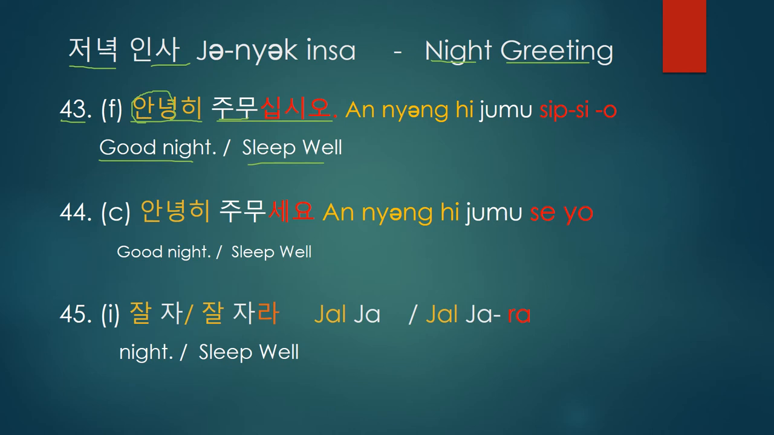And if you are a youngster, a child, you also say it in a casual style: 안녕히 주무세요. So the casual form is also used very much. 안녕히 means peacefully. Literally, it means sleep well. 주무세요. 주무시다 is sleep, 자다. Sleep well. Okay. Number 45.